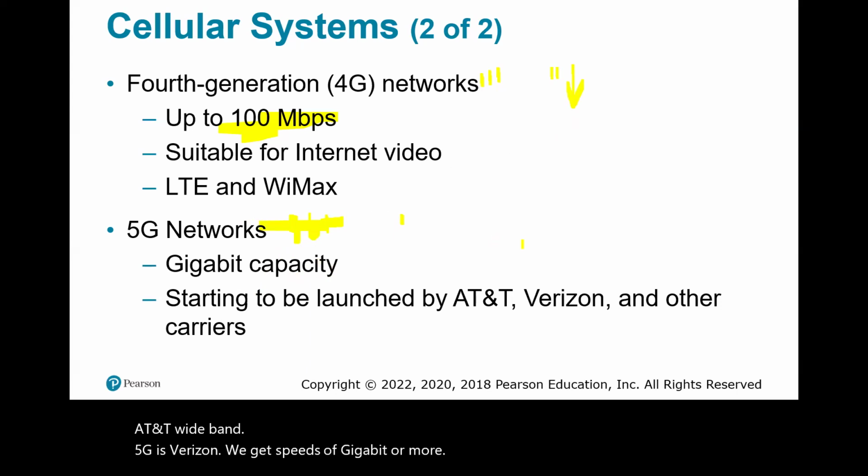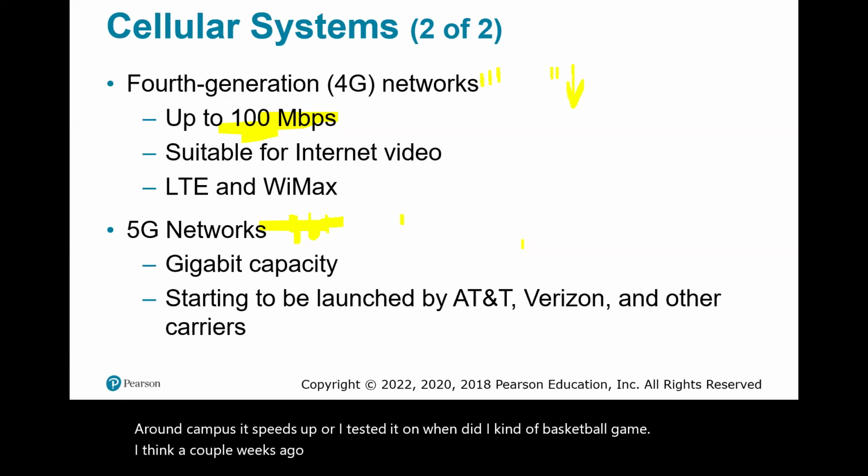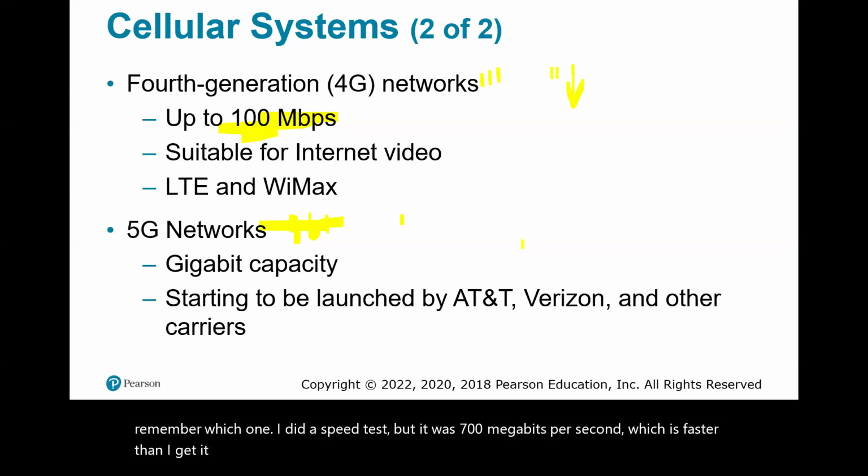In fact, in Poughkeepsie, we get 5G plus service around campus. I tested it at a basketball game a couple weeks ago. I've been to the last few Marist men's basketball games. I don't remember which one I did a speed test at, but it was 700 megabits per second, which is faster than I get at home over a wireless network.